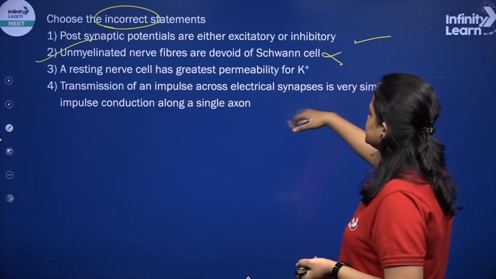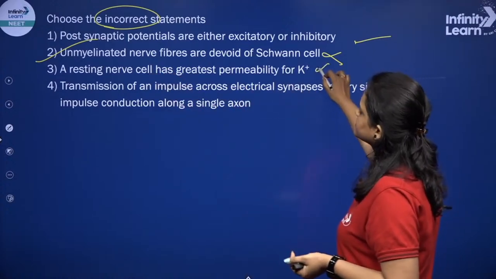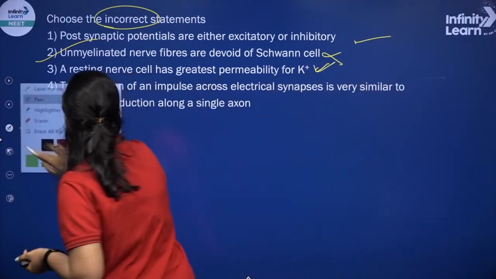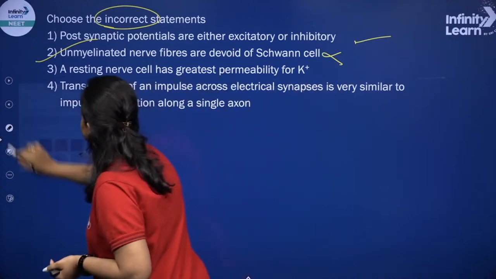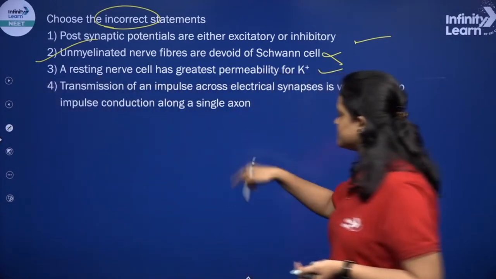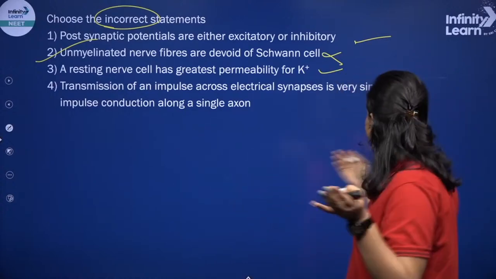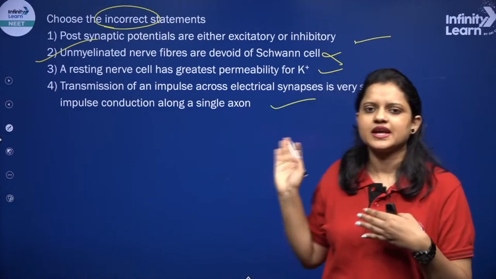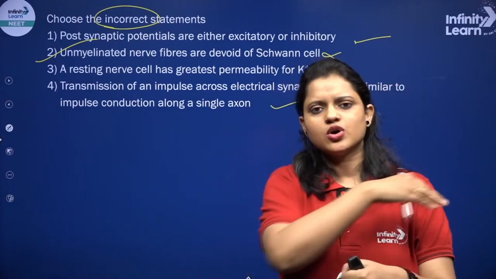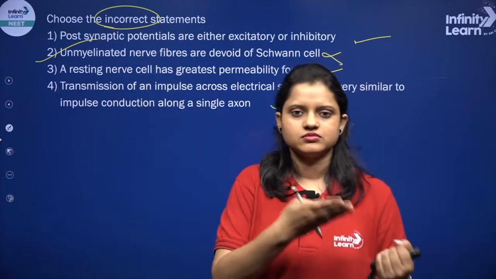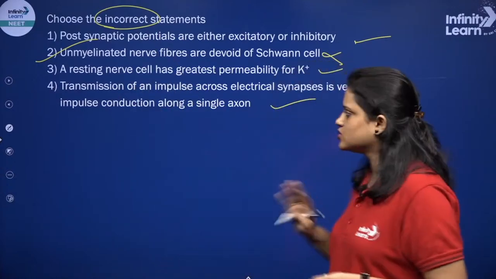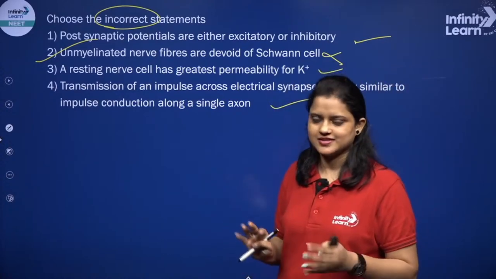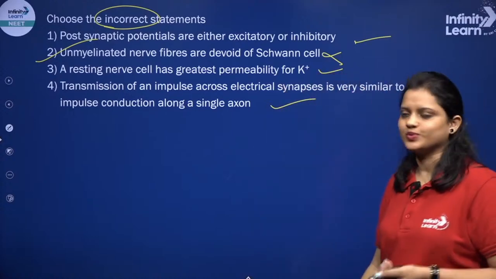Resting nerve cell has greatest permeability for potassium. Yes, permeability for potassium is more at the time of resting stage. Right? Now, coming to next question. Transmission of an impulse across electrical synapse is very similar to impulse conduction along a single axon. Absolutely correct. Okay, what happens in electrical synapse? There is no synaptic cleft. So, the nerve impulse will directly transmit from one neuron to another, right? There is no release of neurotransmitters in the synaptic cleft, no binding to the receptors, nothing like this, right? So, correct option for this question is 2.